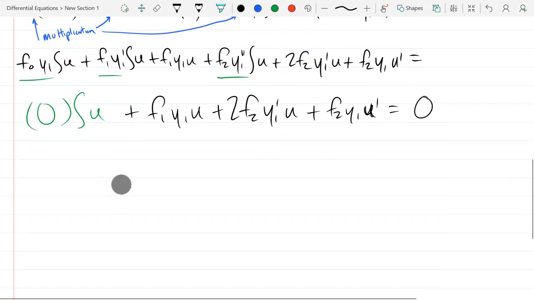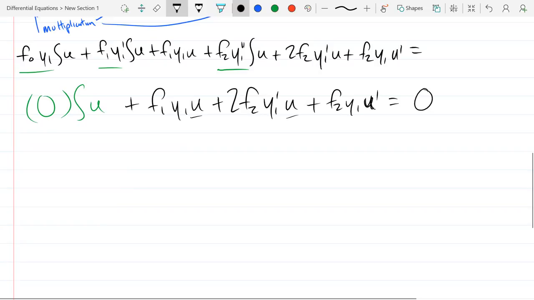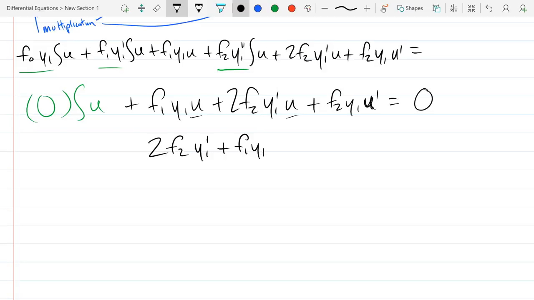Now we're going to group up on derivatives of u. So I'm just going to factor out this u that we see right here. Write it in the original order. What order ODE do we have now? First order. That's kind of nice. Our second order term has disappeared.